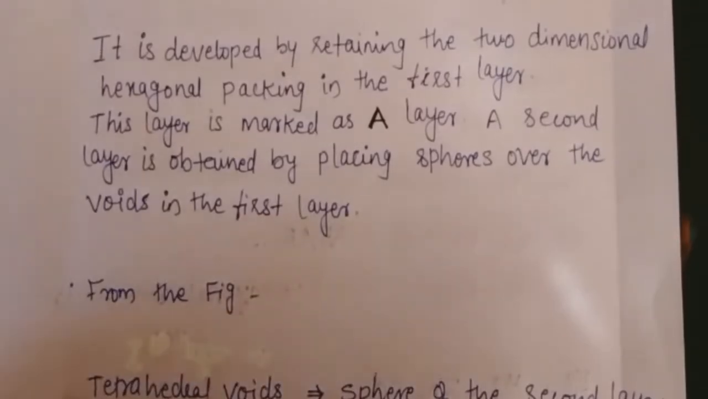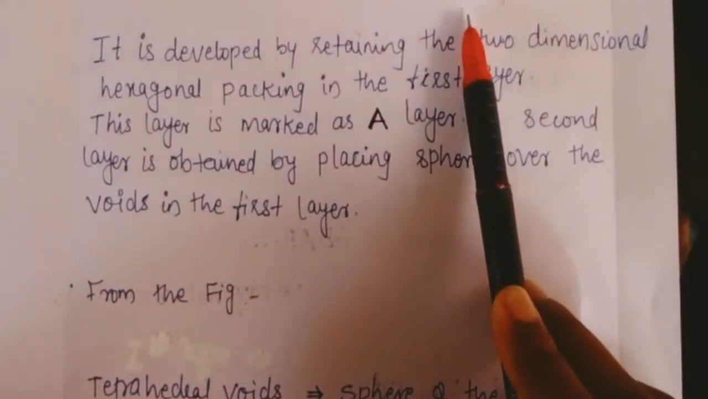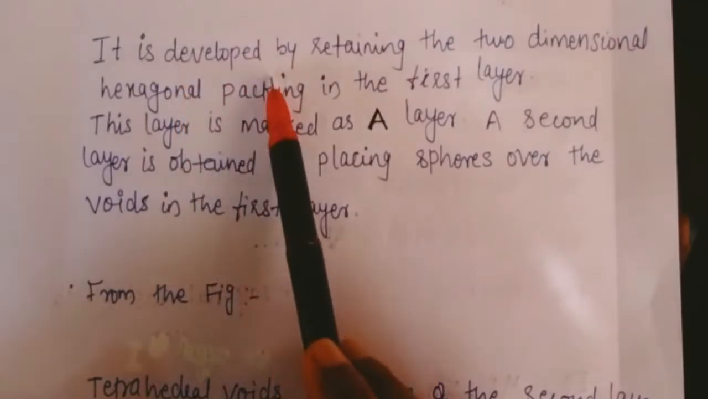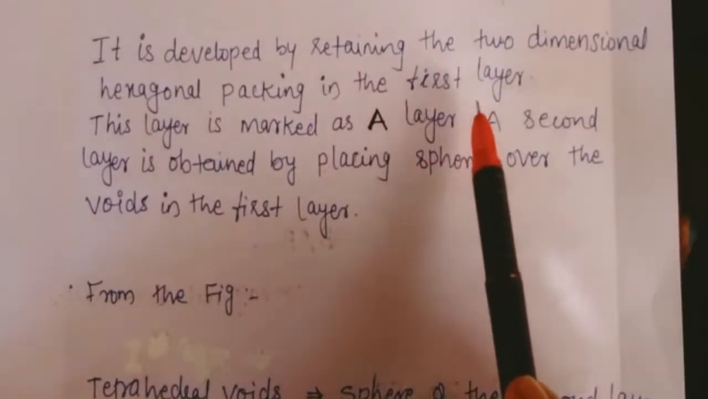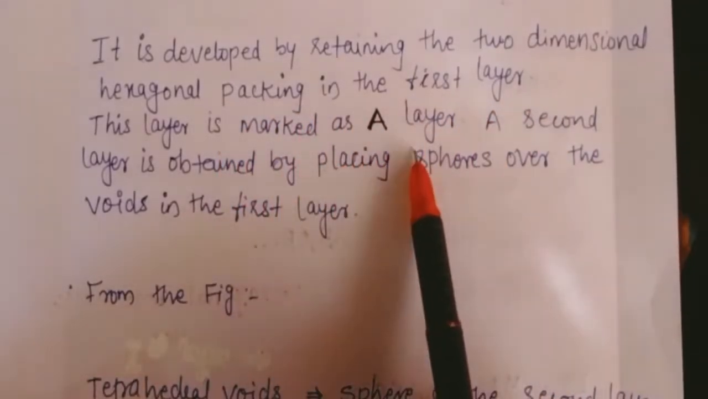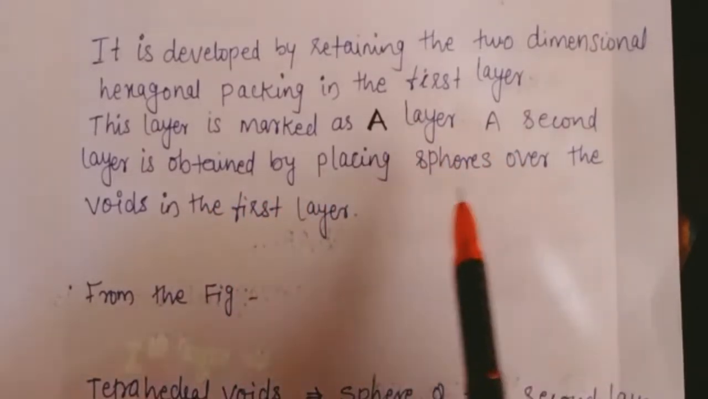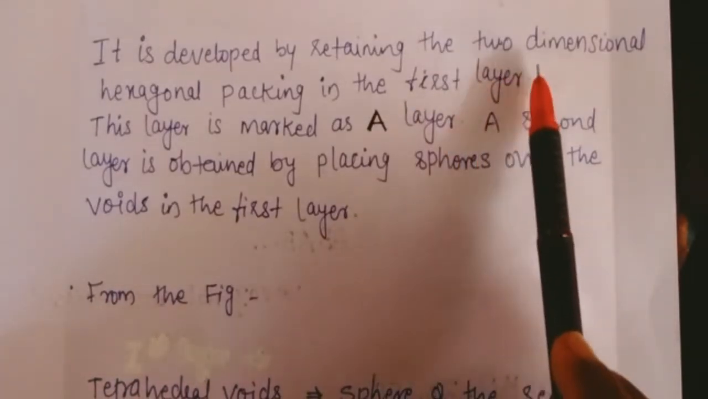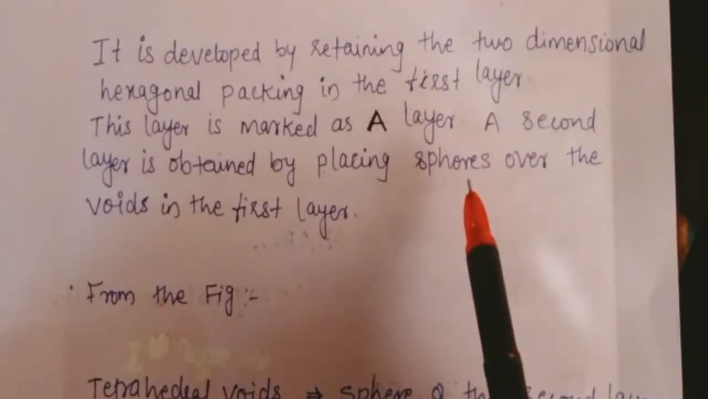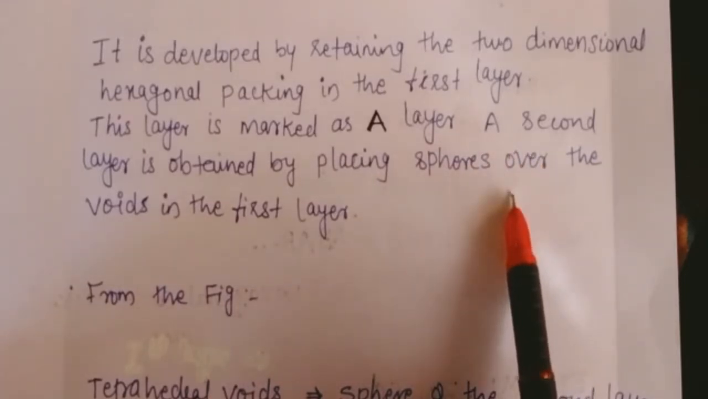Then the next one is close packing in 3 dimensions. First it is developed by retaining a two-dimensional hexagonal close packing in the first layer, and this layer is marked as capital A. A second layer is obtained by placing the spheres over the voids in the first layer. So first we retain the two-dimensional layer, and above it we place the second layer. Hence a three-dimensional layer is formed here.